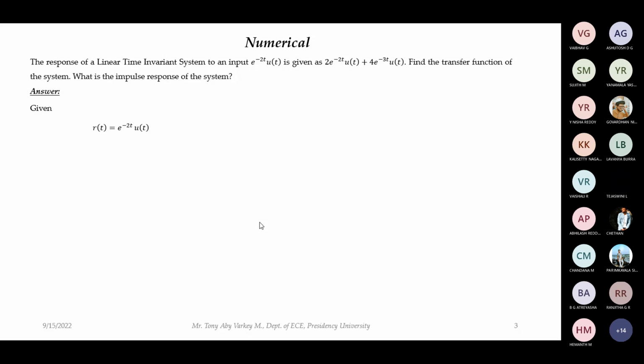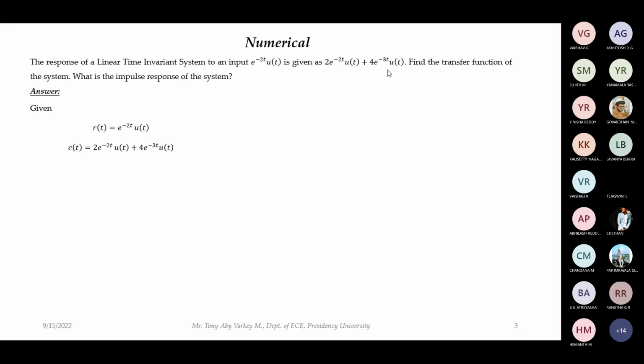So what is the other quantity? Output. We will be using c of t. Correct. So the response is given by 2e to the power minus 2t u of t plus 4e to the power minus 3t u of t, which is the output. So I will represent it as c of t. Okay. Now what is the question? The question is to find the transfer function. So what is the definition of transfer function? Laplace transform of output to the Laplace transform of input.